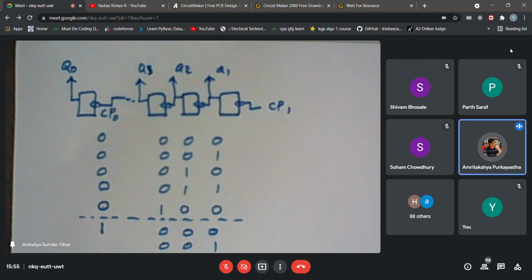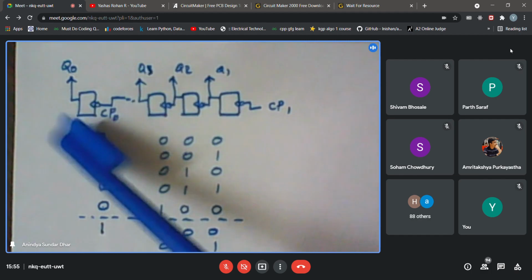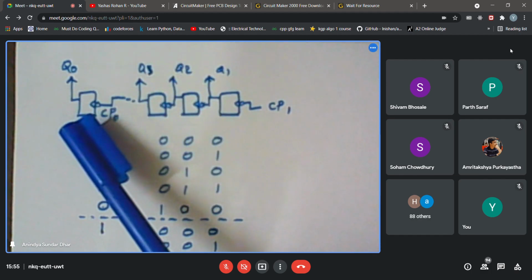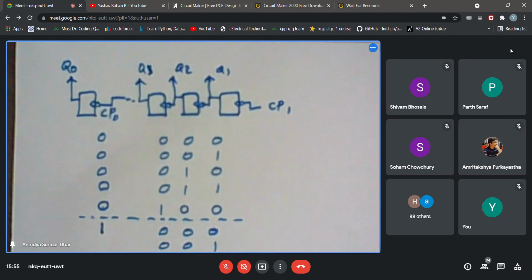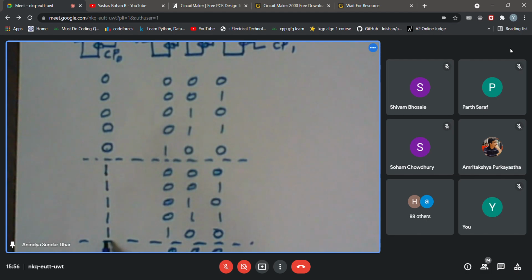So 0 to 4 and then 8 to 12. Okay. So somehow, if you can stop this flip-flop from resetting, then are you getting this one? Because in that case, it should remain like this. And then only the next time when there is a falling edge, it should change.